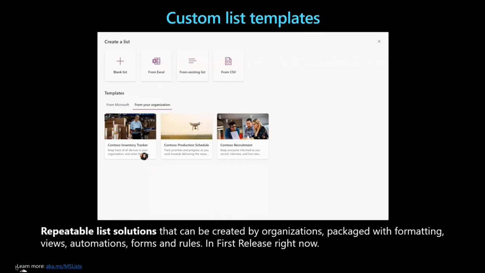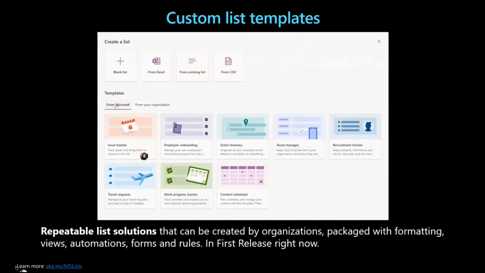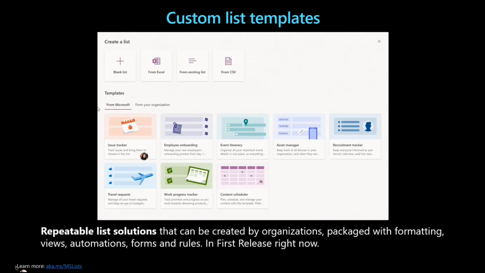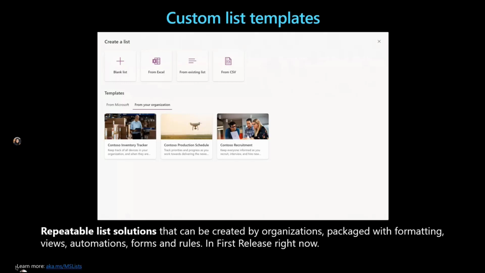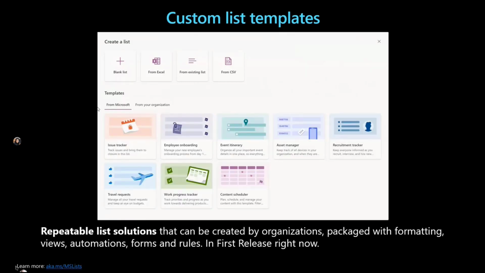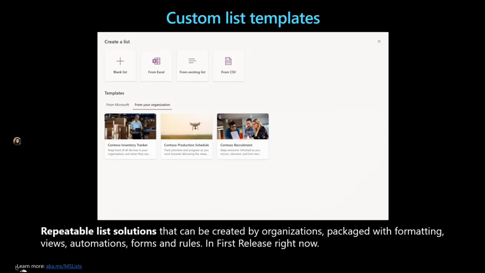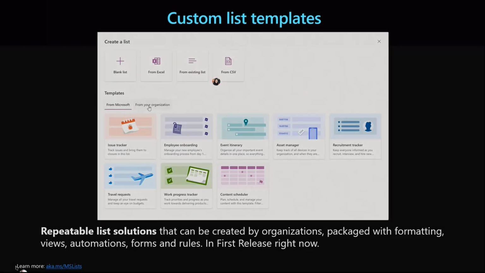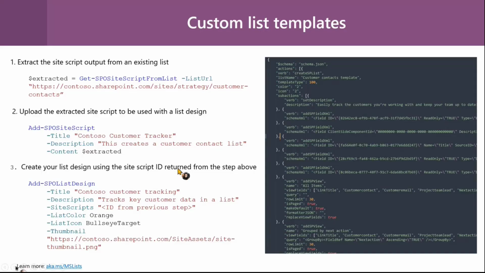As soon as that happens, your organization will be able to upload custom list templates, and those will show up in the list creation dialog in a tab right next to the out-of-the-box templates. And to make this process of creating these templatized solutions super easy, we have kept the process very consistent with the site templates experience, and we have just extended the existing site template PowerShell commandlets to work for list templates as well.